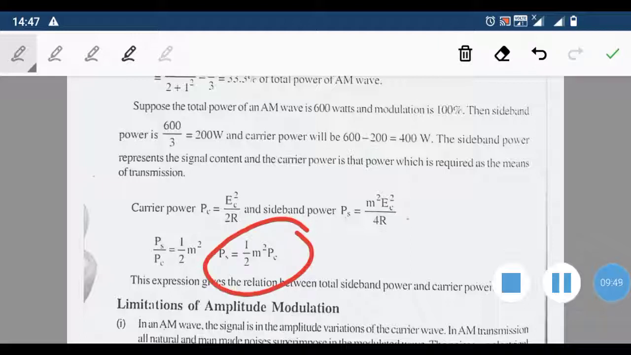So different relations between PT, PS, and PC we can evaluate. So this expression gives the relation between total sideband power and the carrier power.